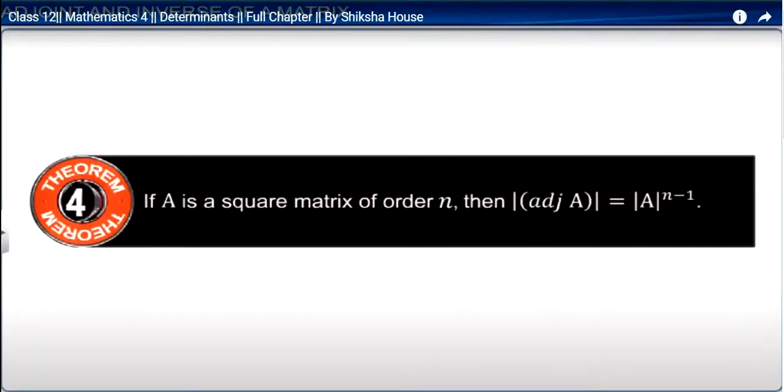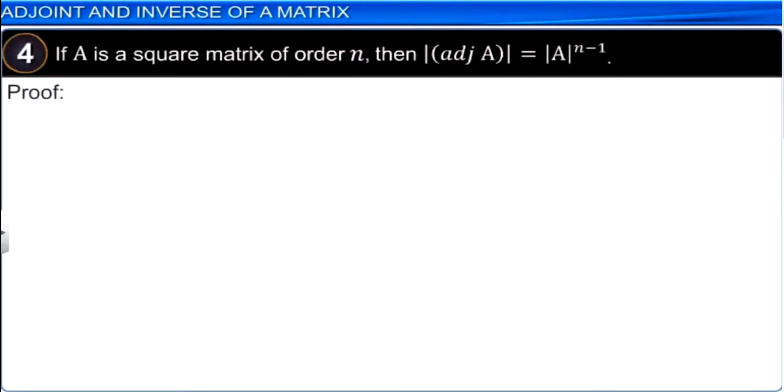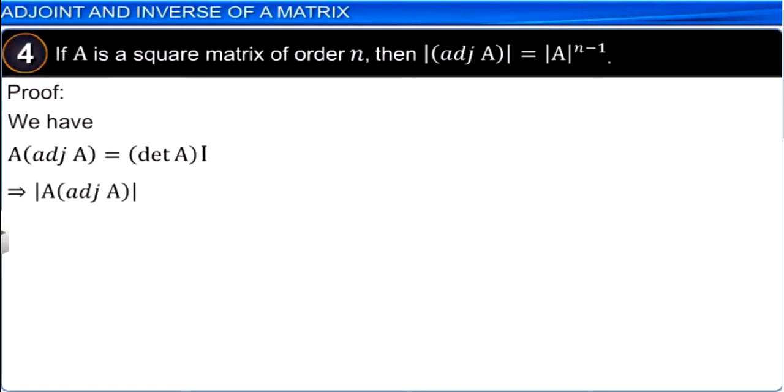Let's now move on to the next theorem, which states that if A is a square matrix of order n, then the determinant of adjoint of A is equal to determinant A raised to the power of n minus 1. Let's begin with the proof. In the previous theorem, we proved that A into adjoint of A is equal to determinant of A into the identity matrix. This implies that the determinant of A into adjoint of A is equal to determinant of A into the identity matrix.